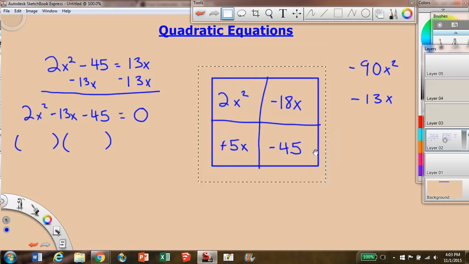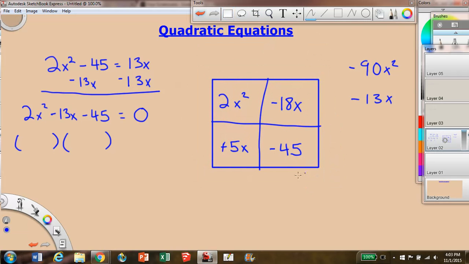Take this and move this a little bit. The next step is to take your greatest common factors of your rows and your columns, and then those things are going to be the factors over here. So my greatest common factor here is going to be 2x. Greatest common factor here is 5. So I know one of my factors is going to be 2x plus 5. This was a positive 5. Greatest common factor in this column is x. Greatest common factor here is negative 9. So this factors into 2x plus 5 times x minus 9. And that's still equal to 0.